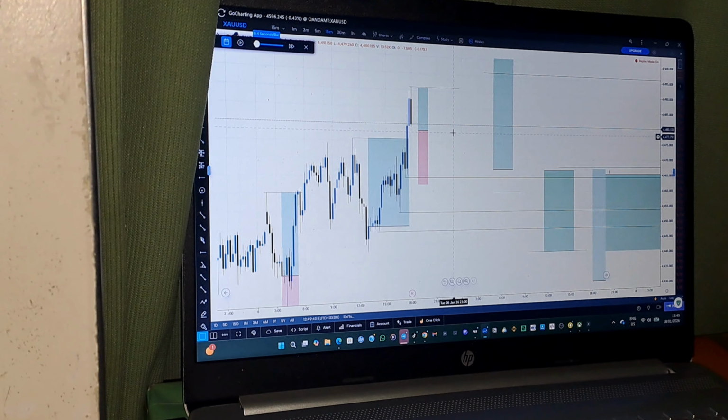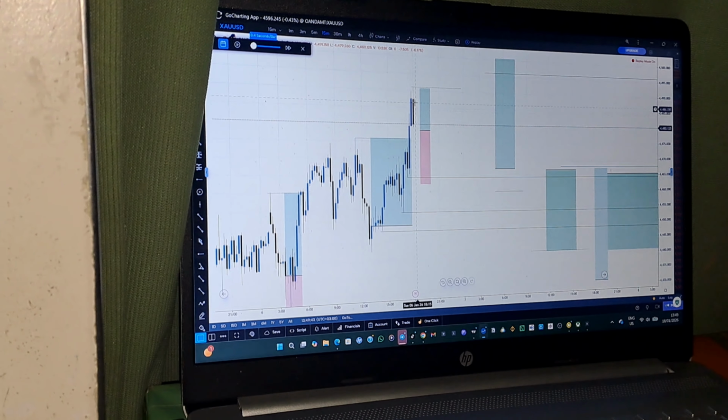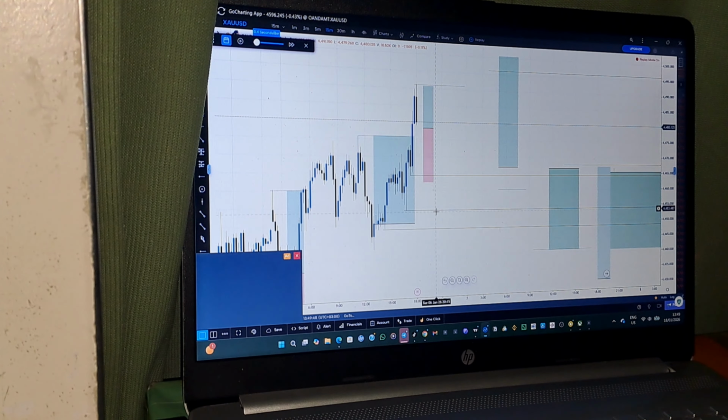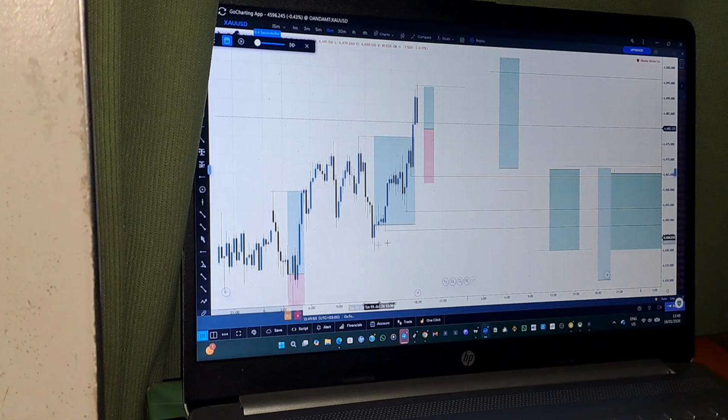Okay, now what are we waiting for? We are waiting for price to come and sweep out this liquidity. If it violates this liquidity, we shall be targeting this liquidity. The same applies to the third one.